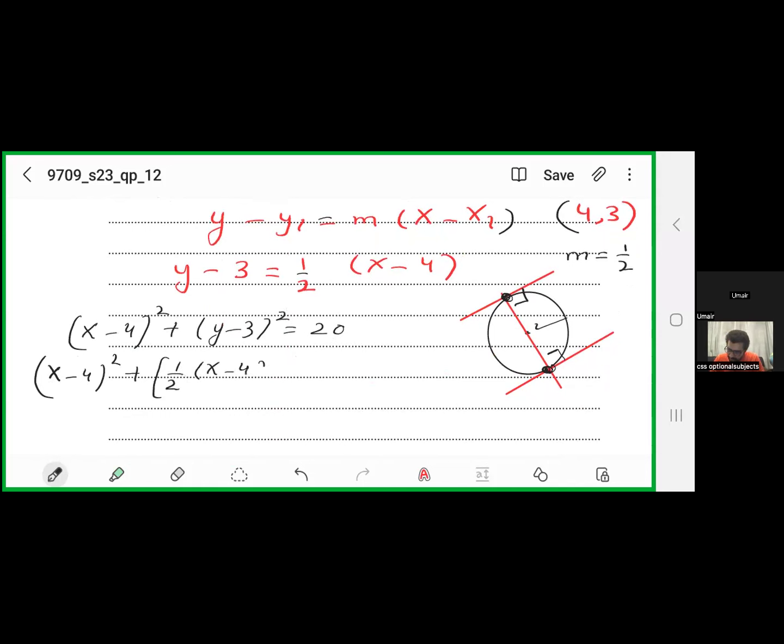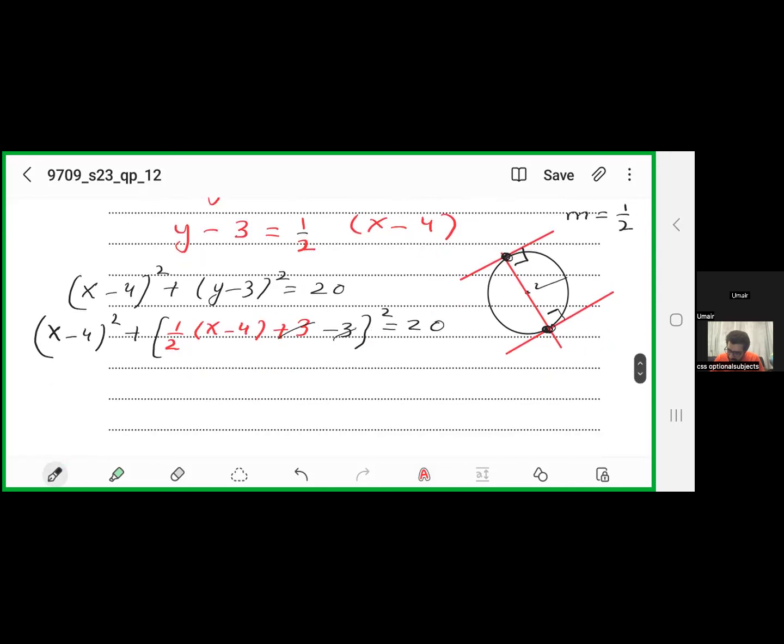1/2 (x − 4) + 3 − 3, whole squared, is equal to 20. I have substituted the value of y over here. This plus 3 minus 3 can be cancelled. (x − 4)² plus 1/2 (x − 4) whole squared is equal to 20.